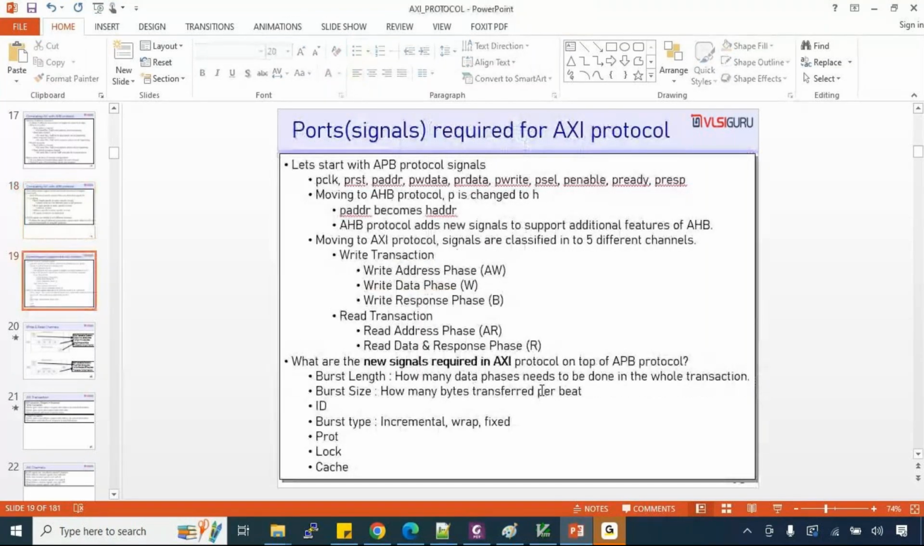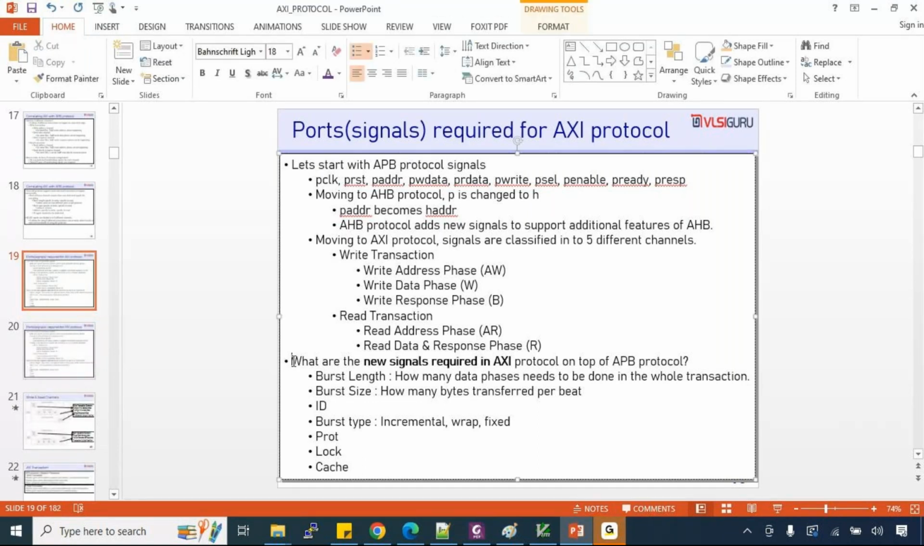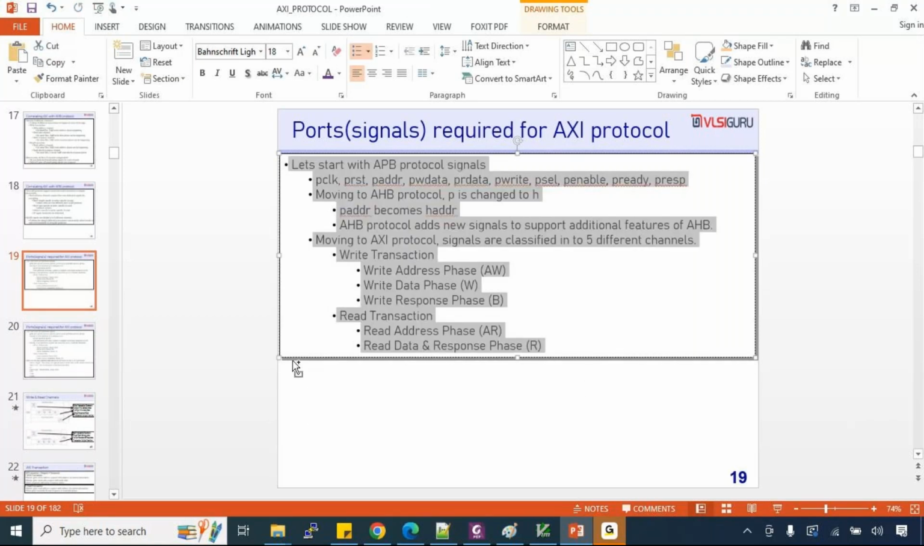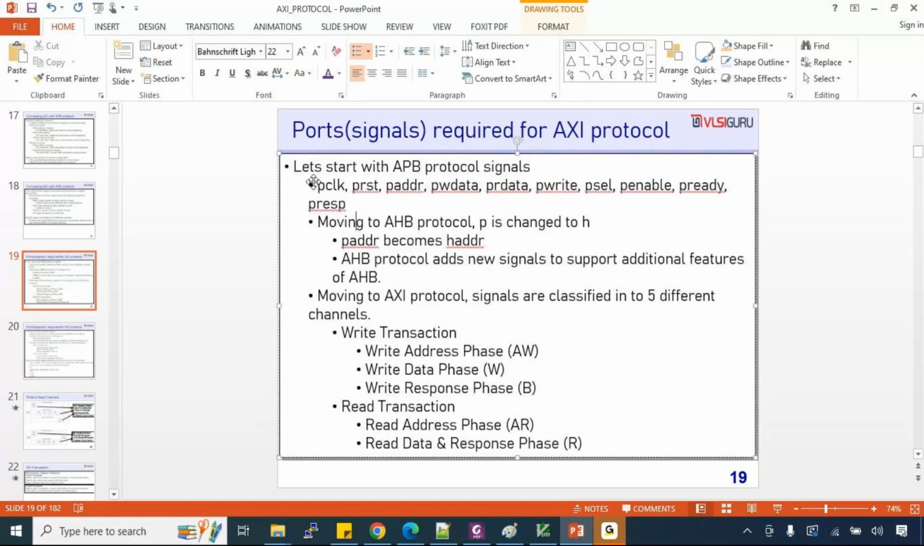Let us list down what all signals are required for the AXI protocol. Let's start with APB protocol signals. It will probably be a repetition of the same activity we did 15 minutes back, but let's quickly redo it. Because there also we listed APB signals, right? You remember we have listed all these things so far.